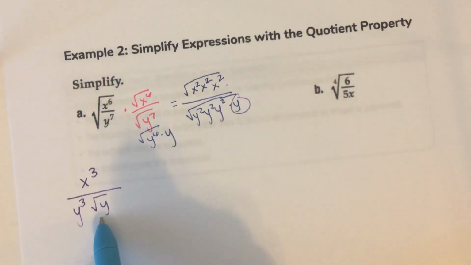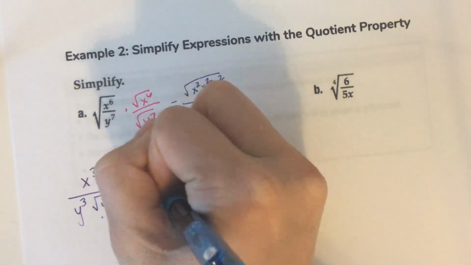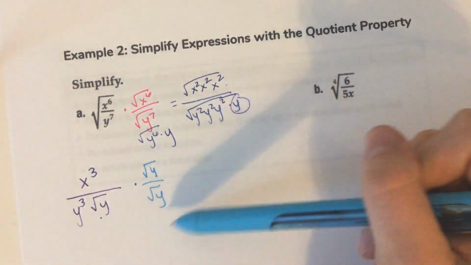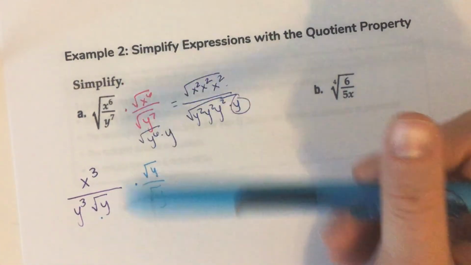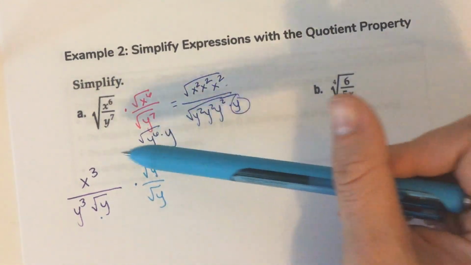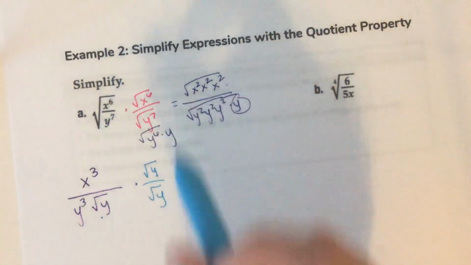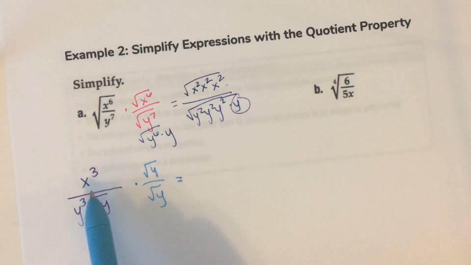So to rationalize this, since it's just the square root of y, we don't have an index greater than 2, I'm going to multiply the top and the bottom by the square root of y. And the reason I'm allowed to do this is because this is technically just multiplying by 1, right? 4 over 4 is 1, 5 over 5 is 1, square root of 5 over the square root of 5 is 1, so it doesn't actually change our problem. But by doing this, I get rid of the square root in the bottom. Let's see how that happens.